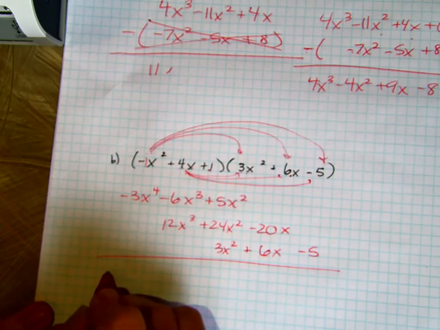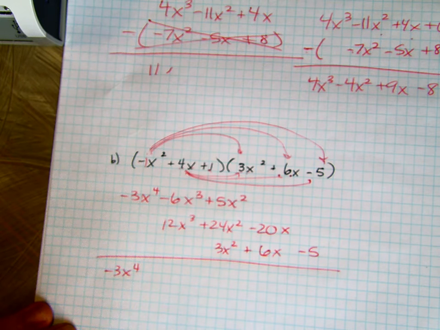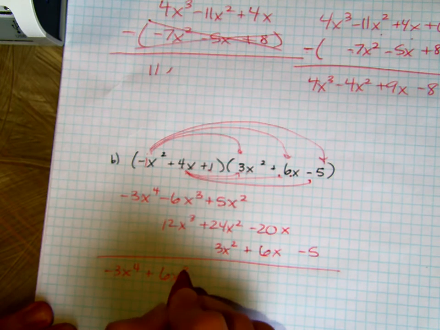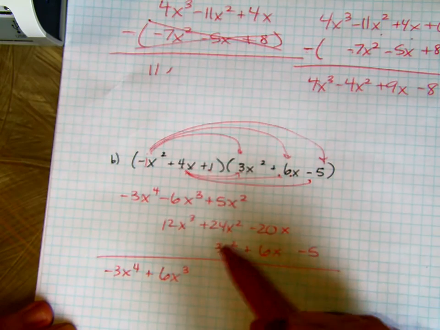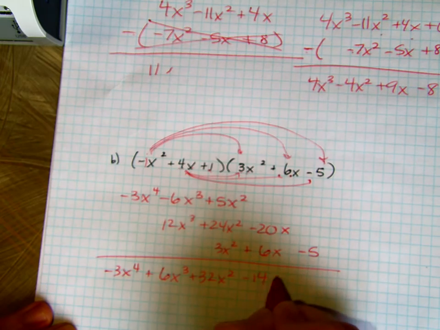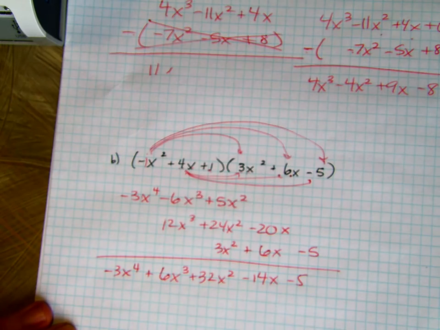So who do we have for x to the fourths? Just a negative 3x to the 4th. I'm going to end up with a positive 6x cubed. 29 plus 3 is 32, x squared, minus 14x, minus 5.